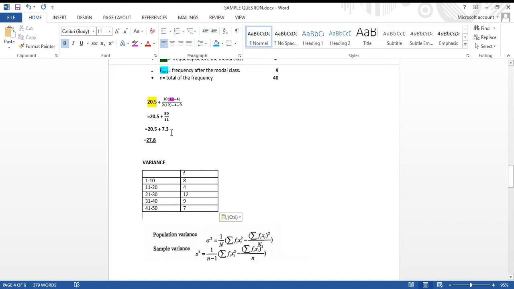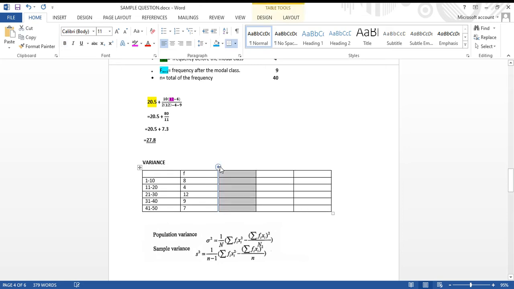The variance just measures how far the numbers are spread in a data set from their average. Basically, this helps us determine the size of the data spread. The first thing we need to do is expand our table and add more columns. This is our frequency. Next, we have to find our midpoints, which are represented by x.